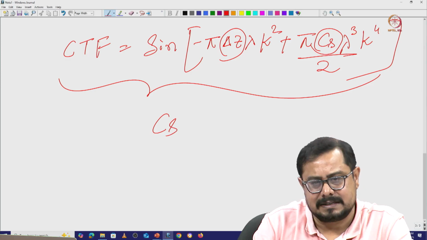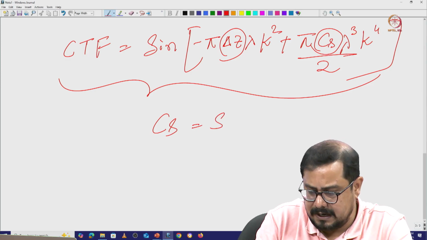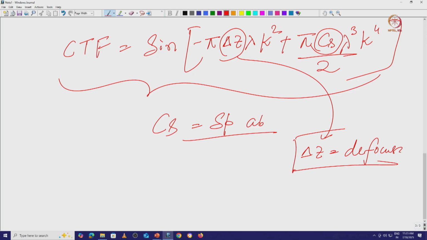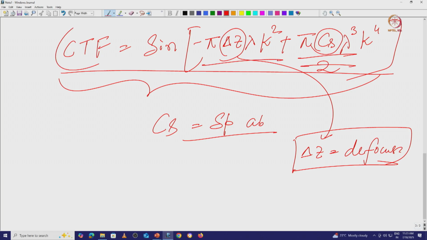So Cs, basically the spherical aberration, we all know that, that is called the Cs, and the delta z is playing a very important role, that is called the defocus. So the defocus value is regulating this CTF. Here we are estimating the CTF. What is the CTF here? What is the contrast transferred in the image?